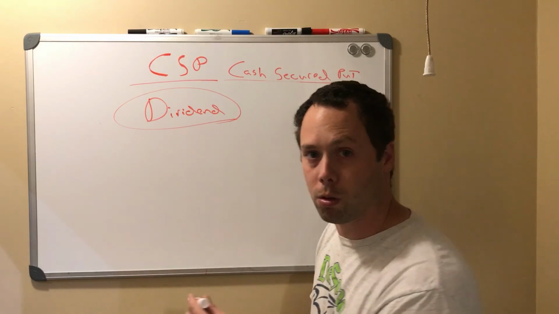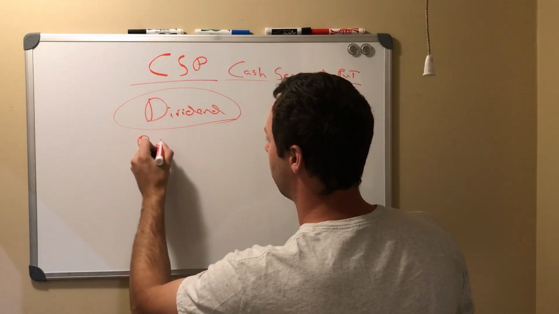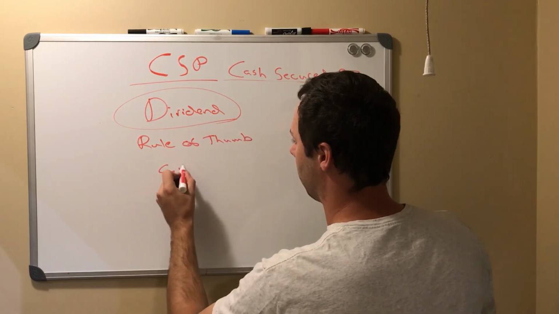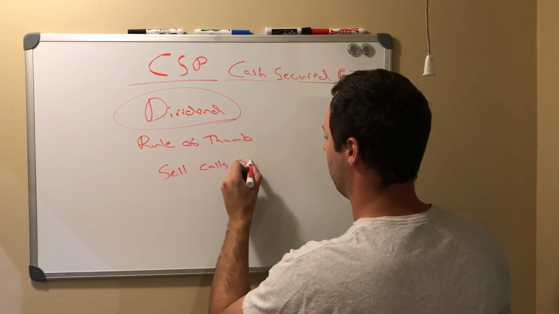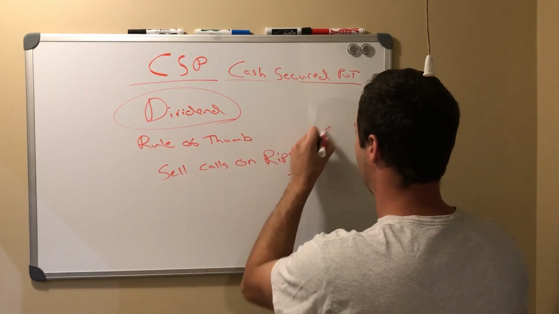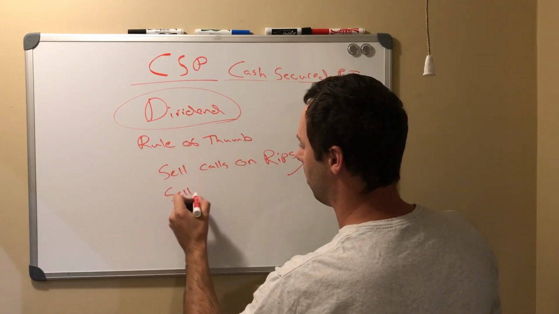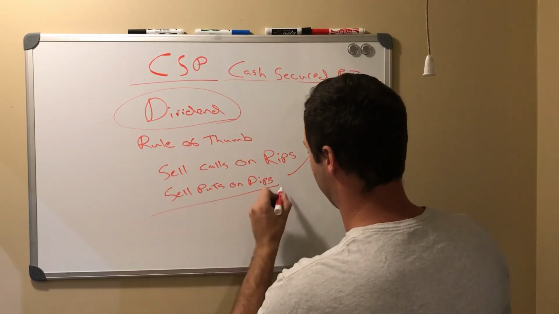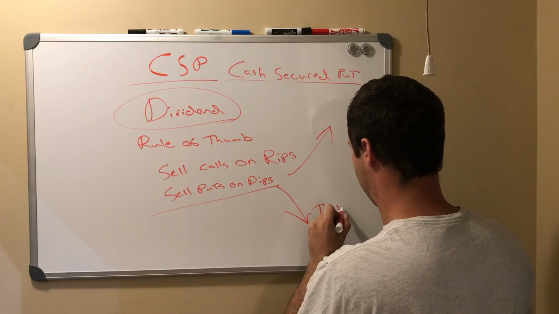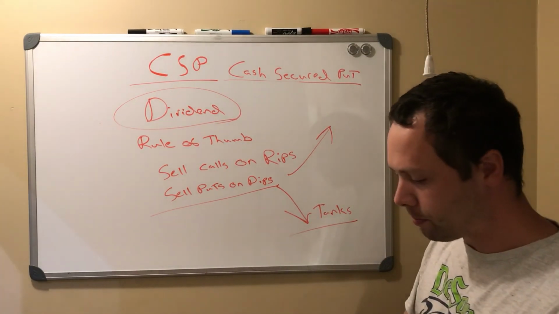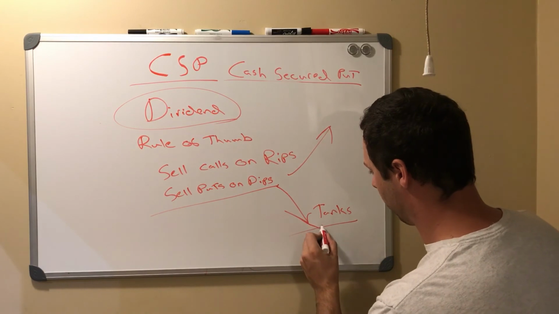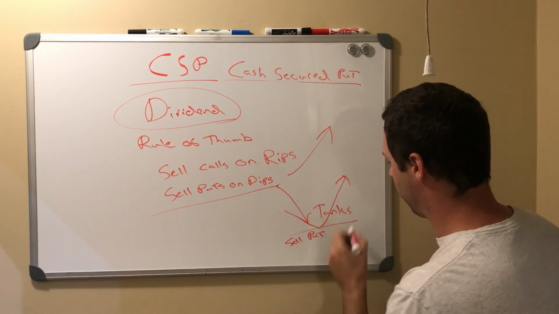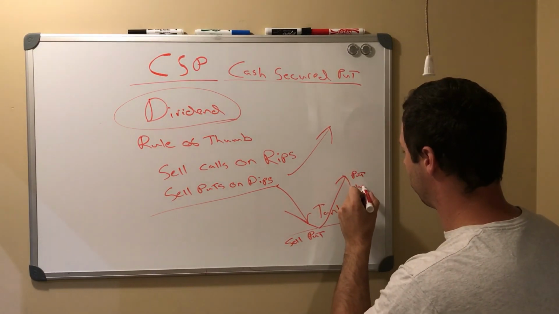So, as a general rule of thumb, you sell calls on rips, when the stock's going up. You sell puts on dips, okay, when the stock tanks, and hopefully it hits some area of support. Sell your put, stock comes back up, put worthless, okay?